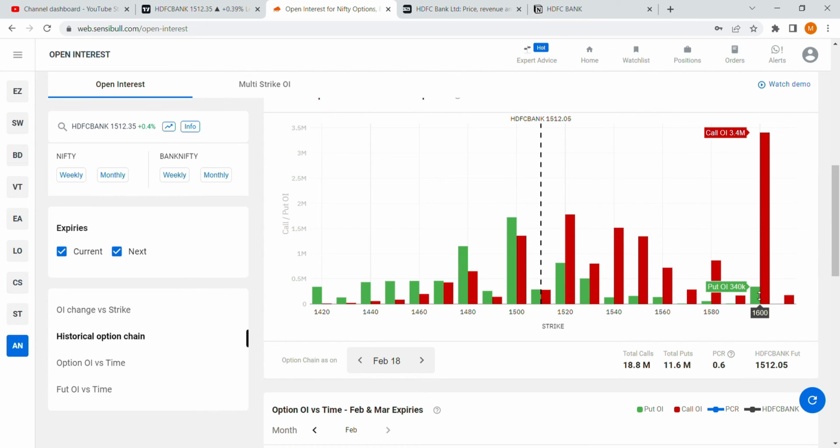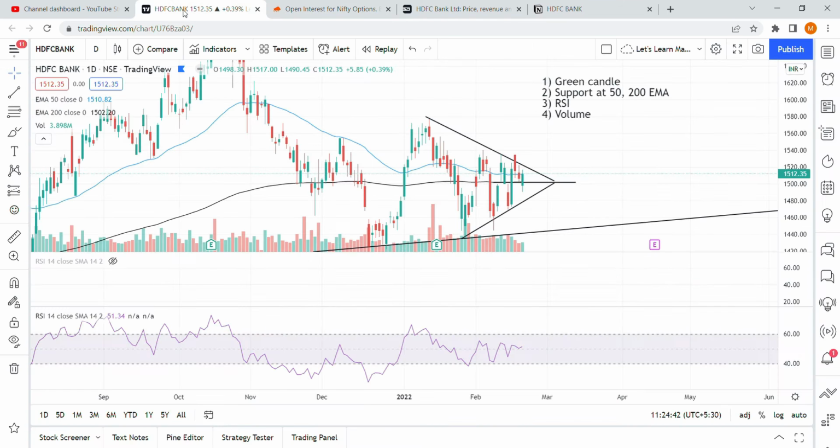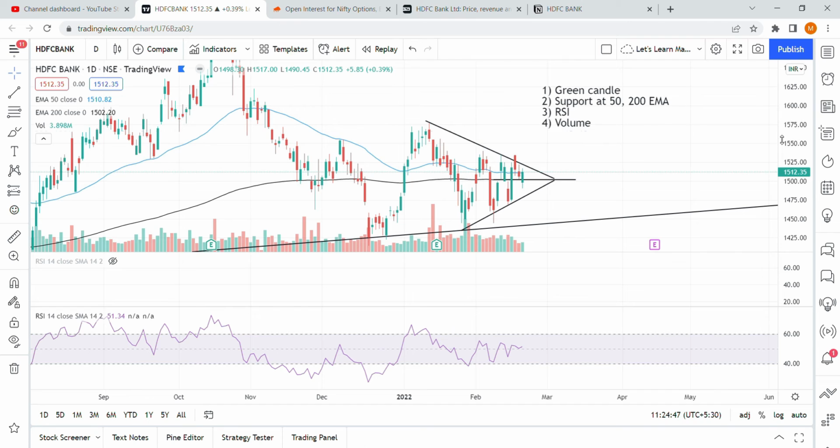If you look at it from the target point of view, near 1600 the call options have been sold aggressively when compared to put options. So we really can't set any target based on the open interest. So in this type of cases, what you have to do is just make sure you achieve 2 to 3% of returns and then exit.